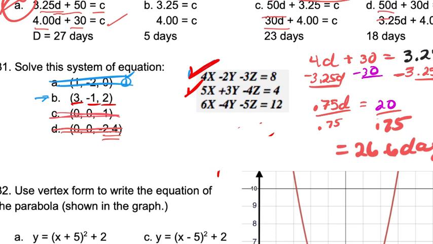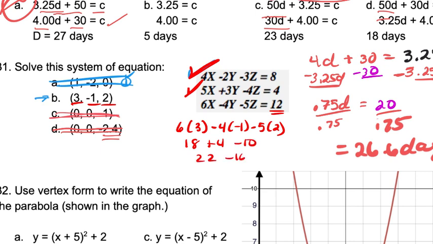Feeling pretty good about it now. And of course, you can do a lot of this on your calculator. You'd have to write it down like this, then stick it into your calculator, see if it gives you a 12 out. In this case, it's 18 plus 4 minus 10. It's 22 minus 10, that's 12. It checks in the third one. So I know that's my answer, B.